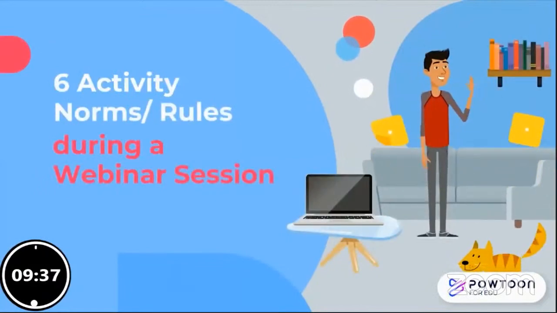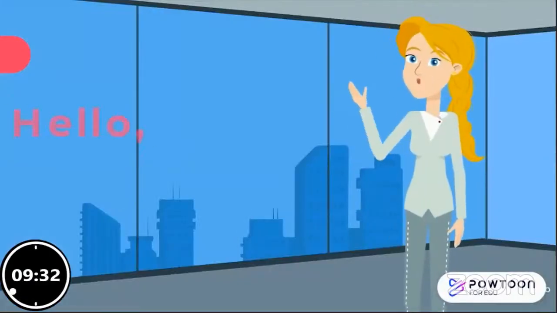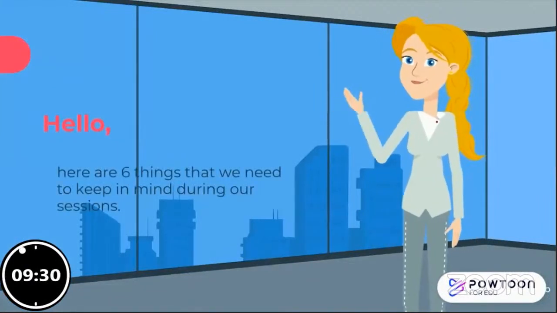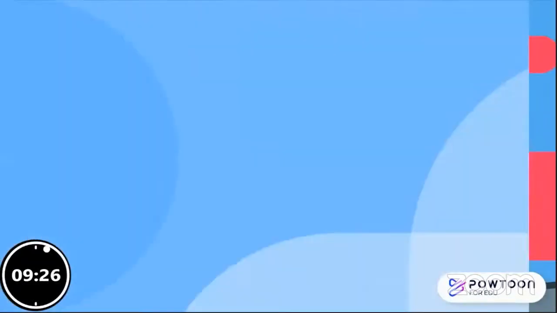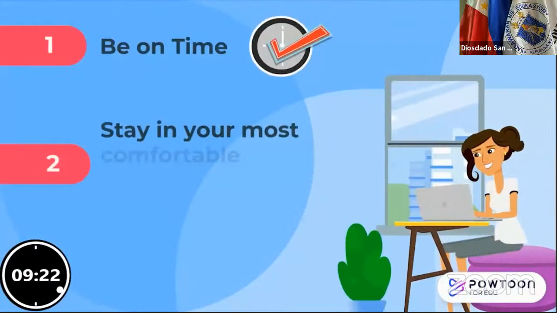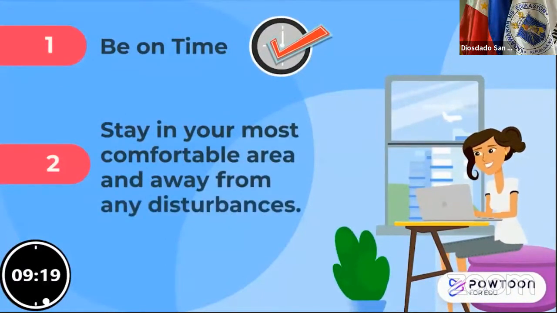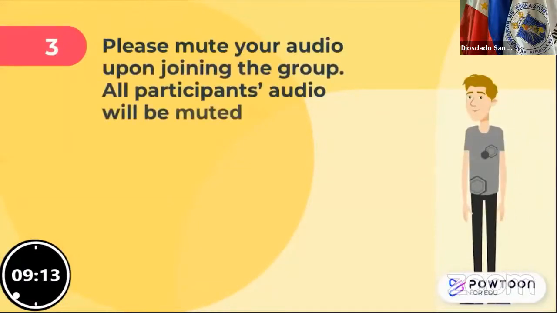6 activity norms or rules during a webinar session. Hello, here are the 6 things that we need to keep in mind during our sessions. First, be on time. Second, stay in your most comfortable area and away from any disturbances. Third, please mute your audio upon joining the group.